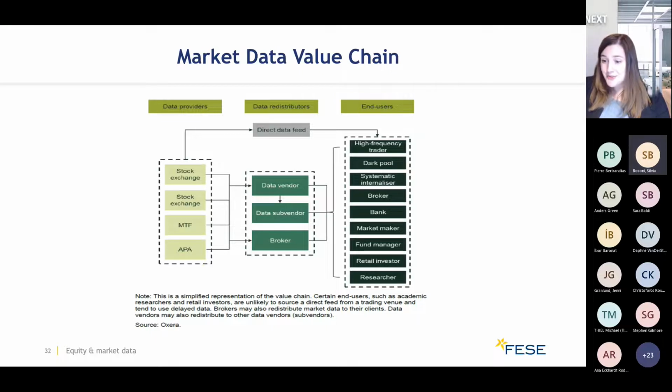And then we have the end users, a huge variety you can already see. We have the high frequency traders who generally use the data for the trading on their own account. They generally do so by having algorithms use the data.